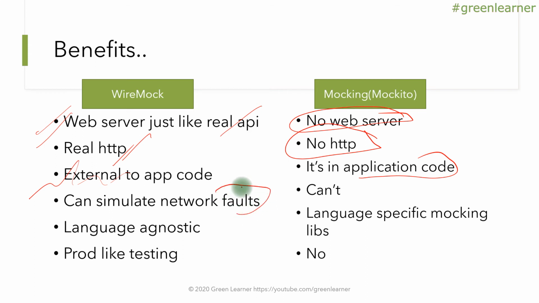WireMock can simulate network faults. In Mockito, there is no option to simulate network failures. You can just mock throwing the exception. WireMock is language agnostic. Whether you are working on Java, Python, Groovy or any other JVM language, if it is a REST-based response, you can just use it. There is no programming logic in WireMock itself, right? Mockito is a language-specific mocking library. For Java, we are using Mockito, and for other languages, there are others as well, right? WireMock also gives prod-like testing. It feels like a production-like environment in a test environment, and there is no such thing in Mockito. You cannot get that feeling because you cannot use this mocking.